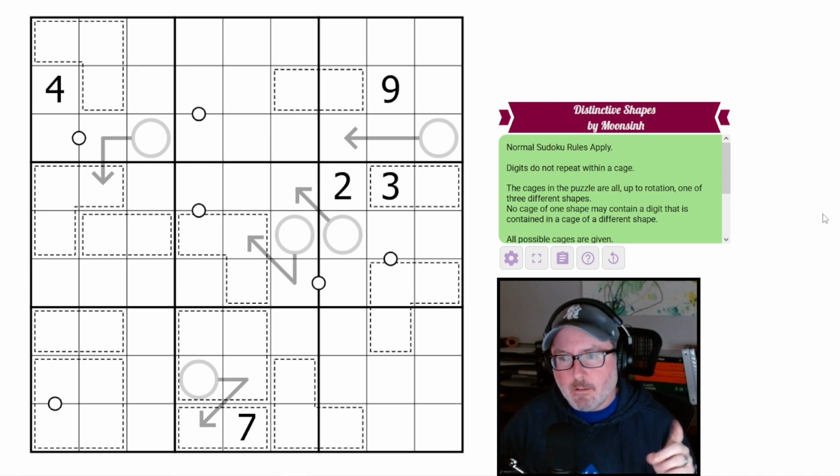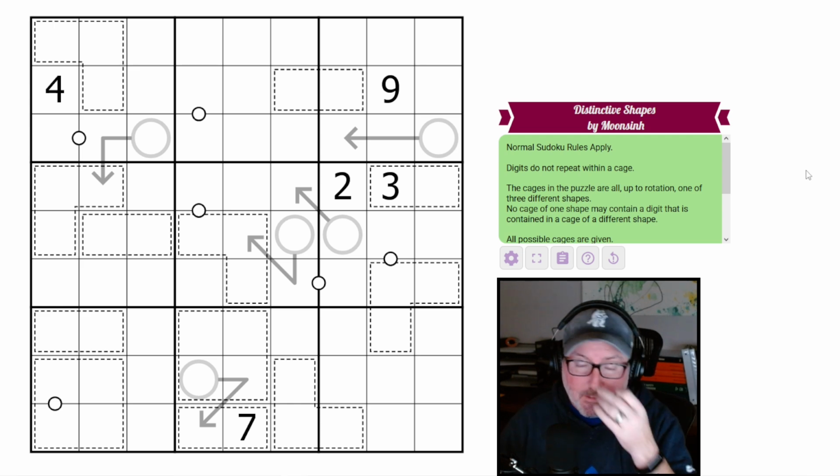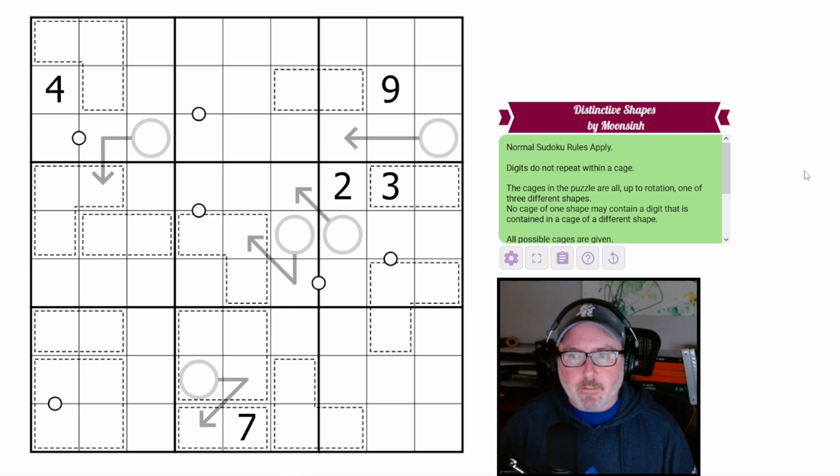Again, whenever I try to pronounce a setter's name, you can always correct me in the comments if you happen to be the setter and you have some specific way that you envisioned it to be said. So anyway, little side note there.